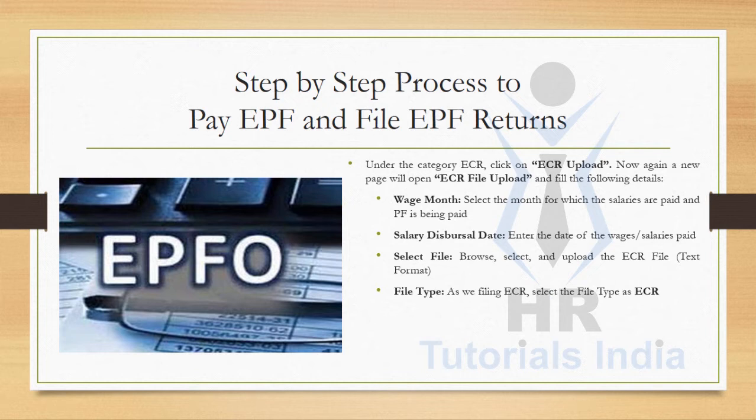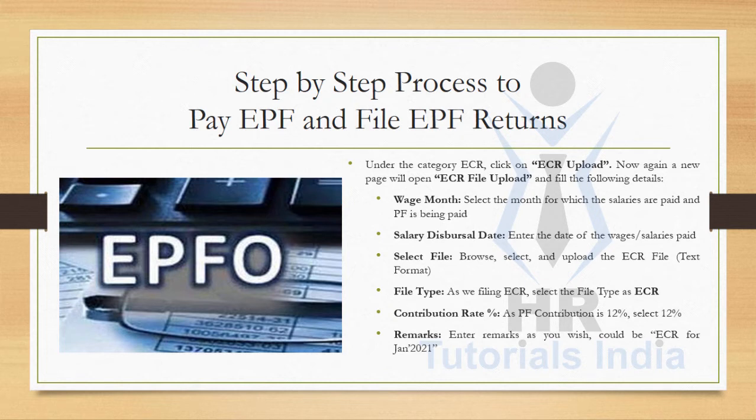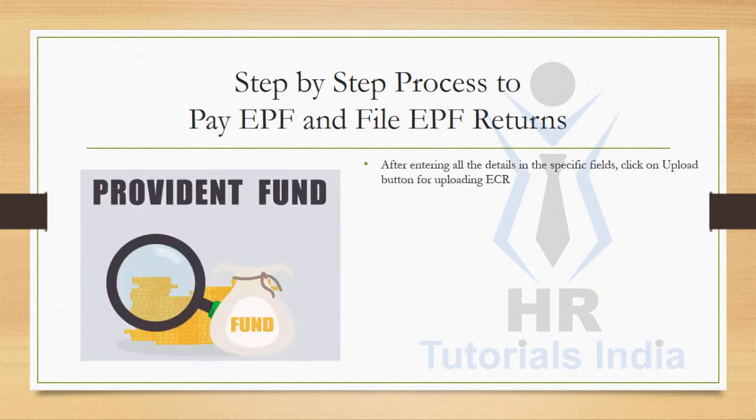File type. As we file ECR, select the file type as ECR. Contribution rate. As PF contribution is 12%, select 12%. Remarks. Enter remarks as you wish. It could be ECR for January 2021, as I will be paying ECR for January 2021. After entering all the details in the specific field, click on Upload button for uploading ECR.